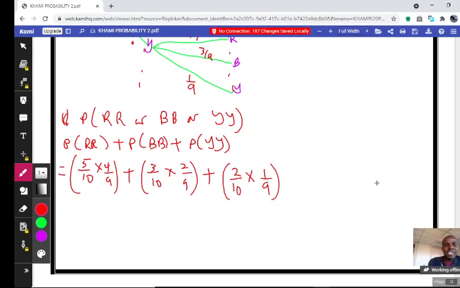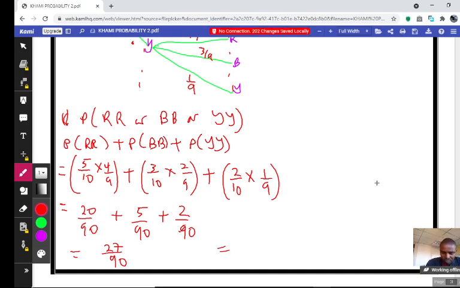Right, then let's simplify. It will be equal to, just multiply the numerators, please. 5 times 4 is 20 over 90, plus on this part 3 times 2 is 6 over 90, plus this one, it will be 2 over 90. Then to simplify, you just add the numerators. 20 plus 6 plus 2, it will be 28 over 90. Right, this one, please take note, you have to simplify this one.